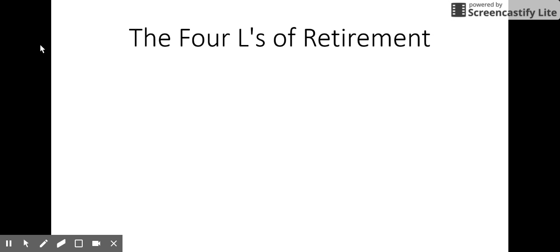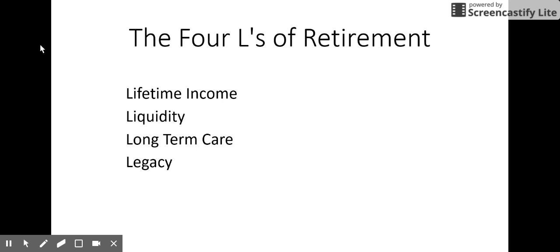I'm going to be speaking about the four L's of retirement. Let's just get started off with what the four L's of retirement are. They are lifetime income, liquidity, long-term care, and legacy.